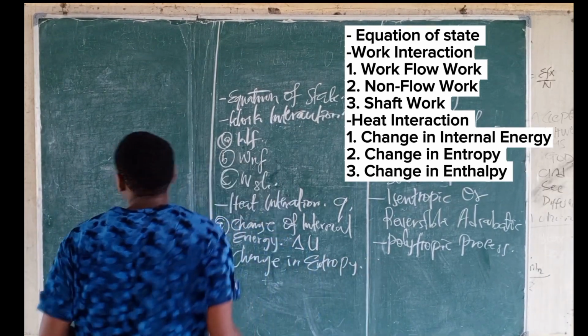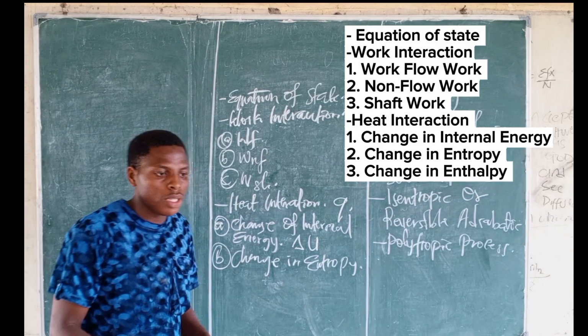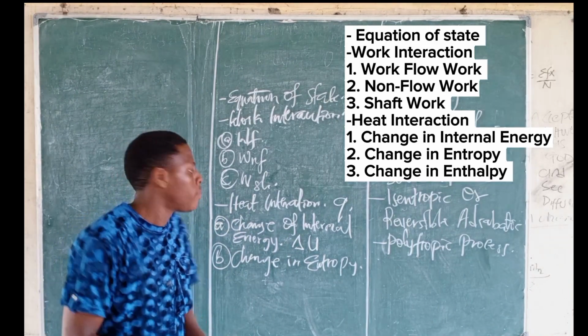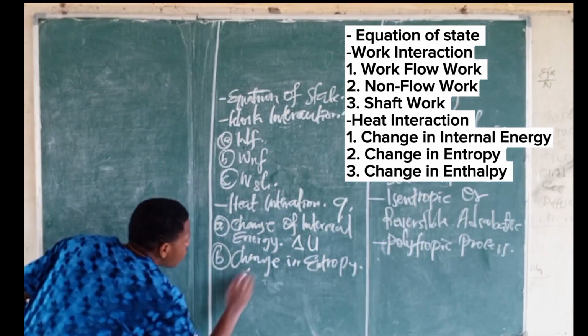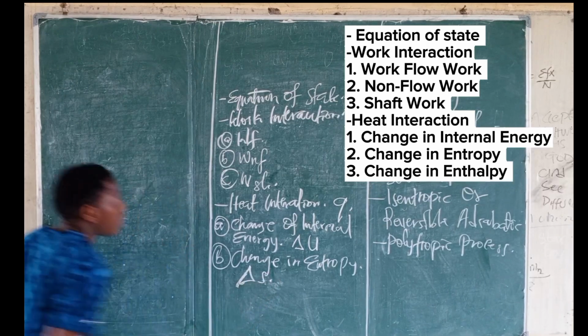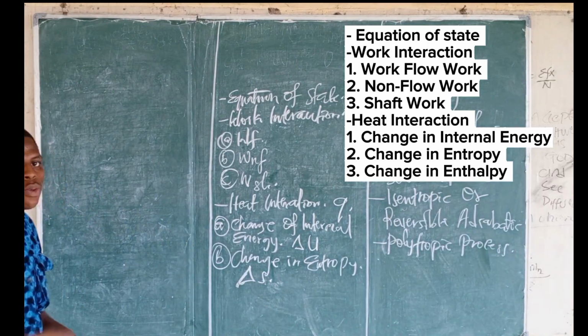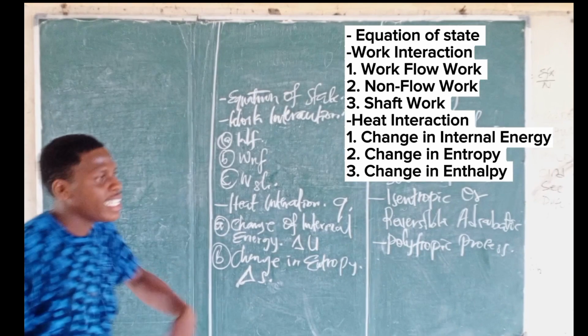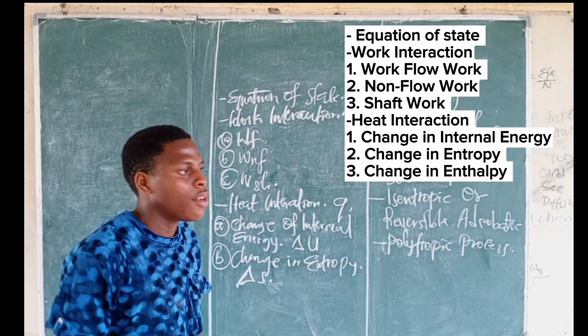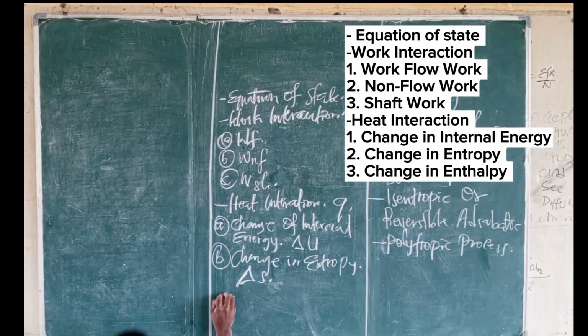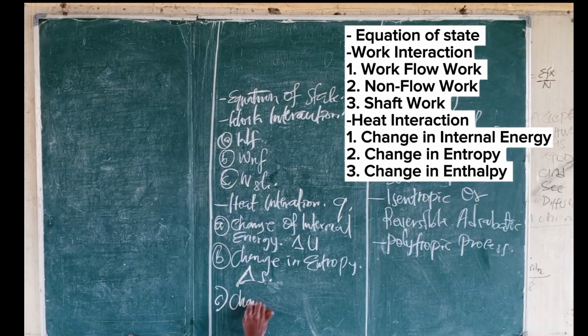And we know what entropy is. Entropy is the degree of disorderliness of a system, and is represented by change in S. Now the next one which you have to calculate is your change in enthalpy. That's the total heat for that system. It is represented by change in H.